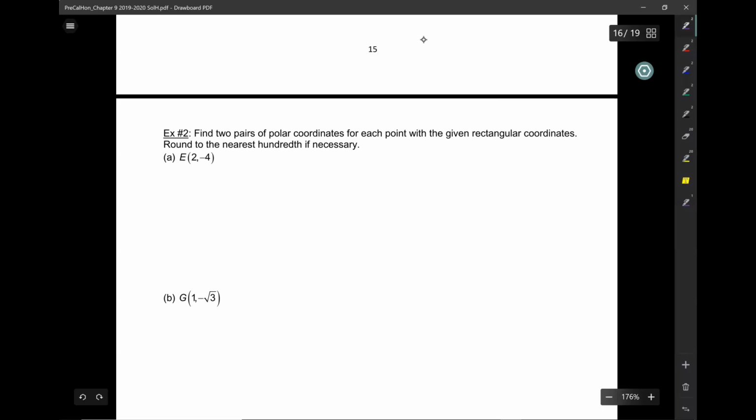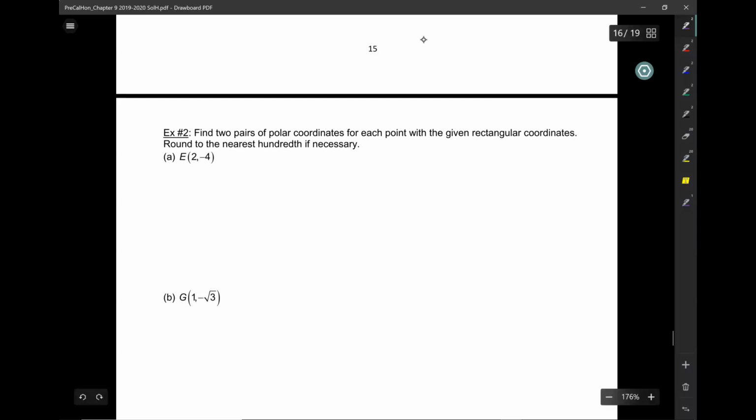Here it says to find 2 pairs of polar coordinates for each point. Let's start with one and then let's see if we need the other one. Let's just go ahead and start. And it says round to the nearest hundredth if necessary.